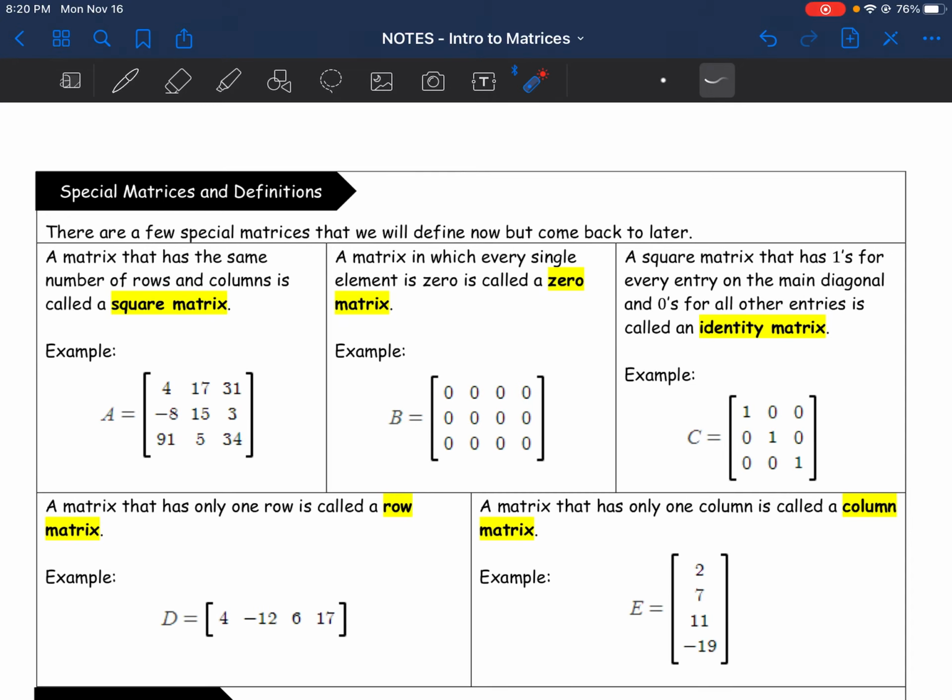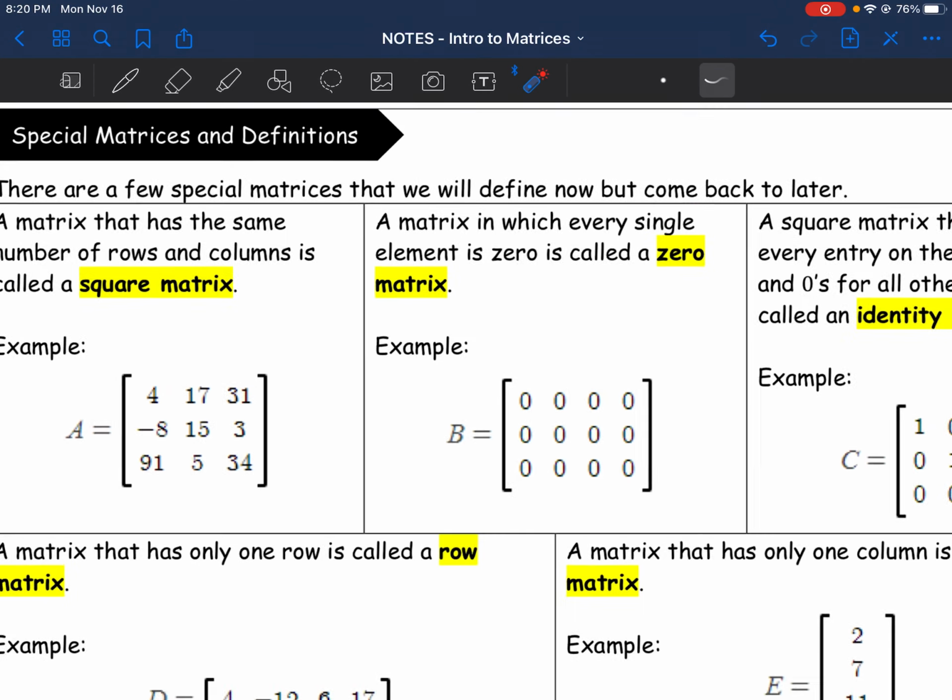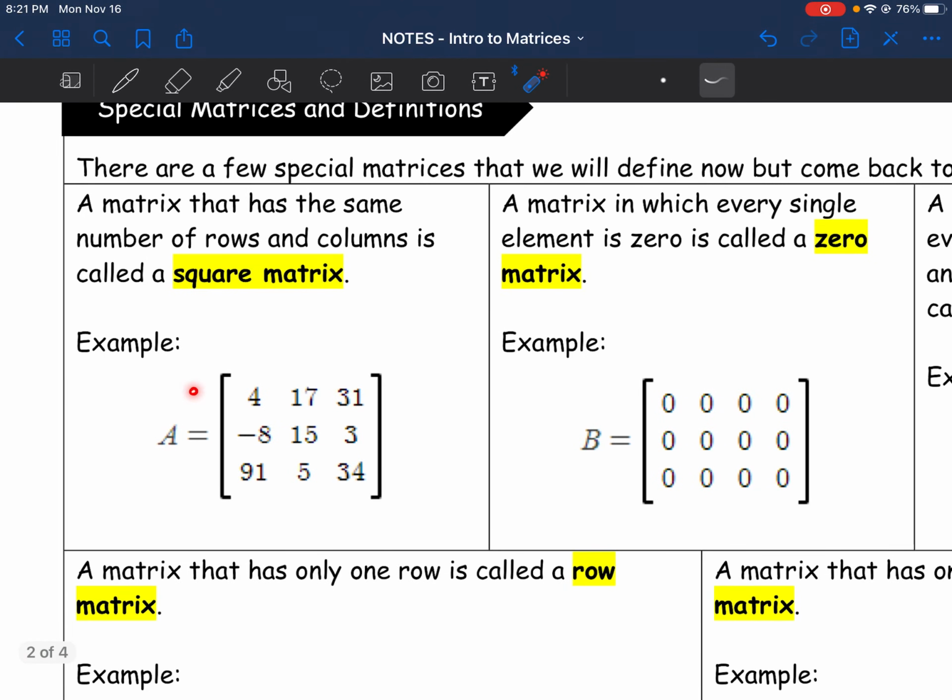So let's talk about some special matrices that we're going to define now, but come back to more later in this unit. A matrix that has the same number of rows and columns is called a square matrix. In this example, notice that we have 1, 2, 3 rows and 1, 2, 3 columns. This would be a 3x3 matrix. And since it has the same number of rows as it does columns, matrix A here would be a square matrix.